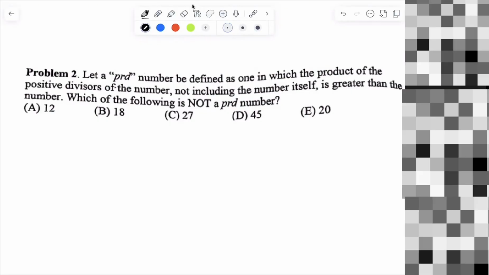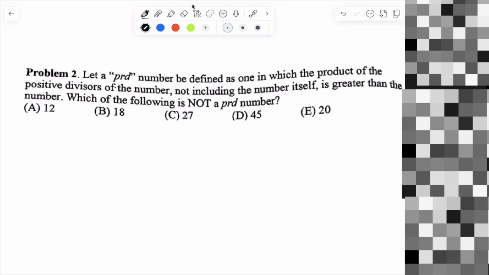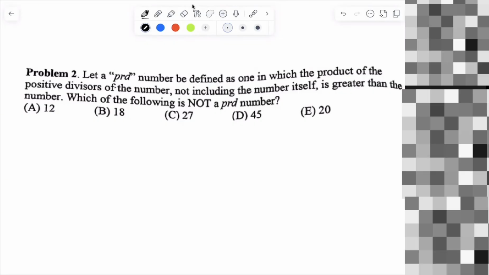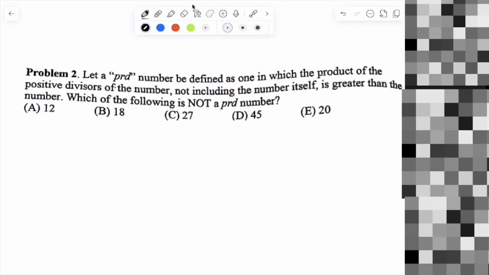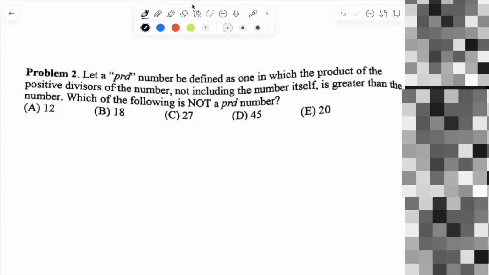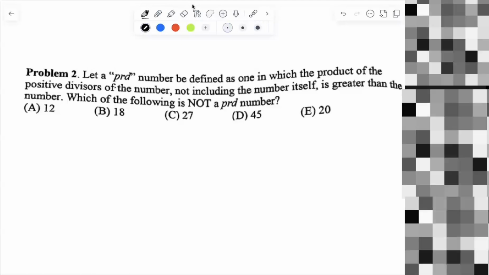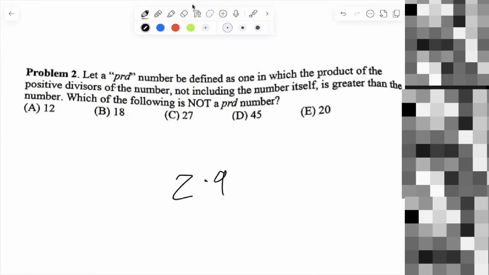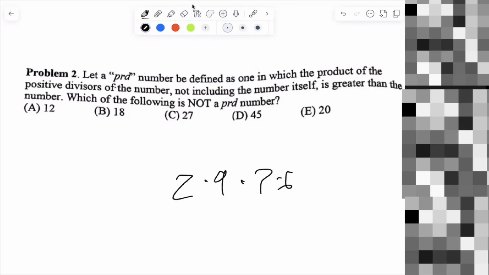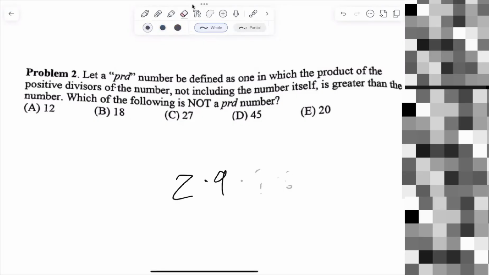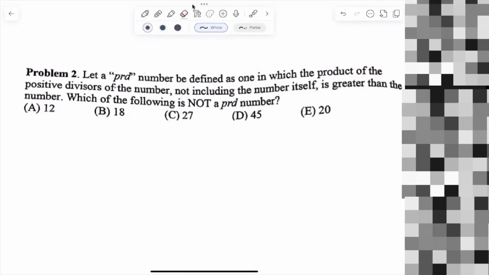12 is a PRD number. All right, that's for sure. 18 is also a PRD number. Why is that? Since 2 times 9 is already 18, and 3 times 6 is already 18, there are 2 of these copies. So that's for sure a PRD number.